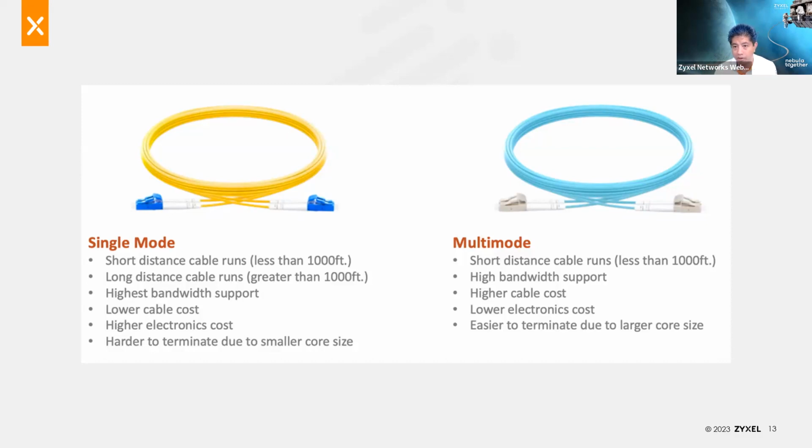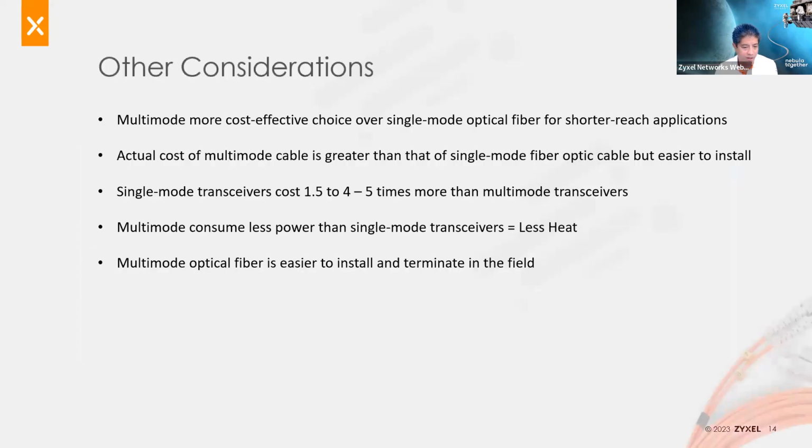In multi-mode, it's typically used for more short distance runs, less than 1,000 feet. It can still support your high bandwidth. In fact, it actually supports up to like 100 gig on those distances. It has a higher cable cost, but it's easier to terminate, and it costs less to buy and find those transceivers since they're more mass marketed, mass accepted. Some other considerations about the fiber itself, single mode or multi-mode.